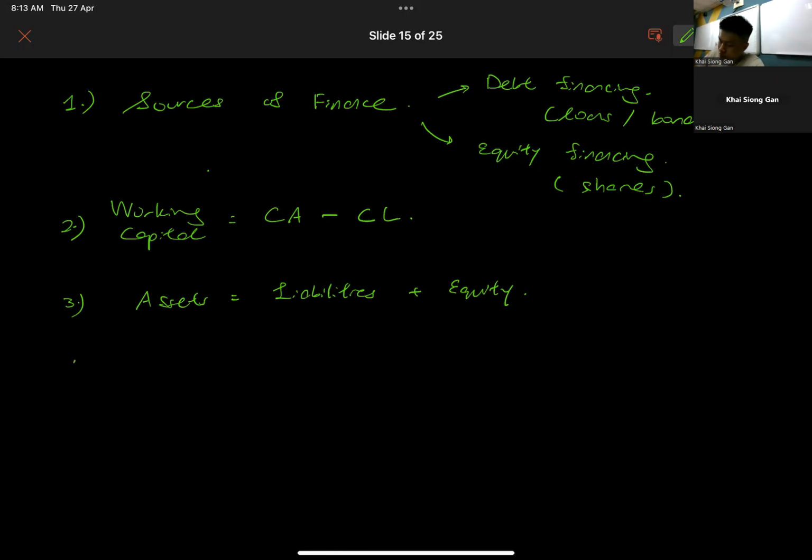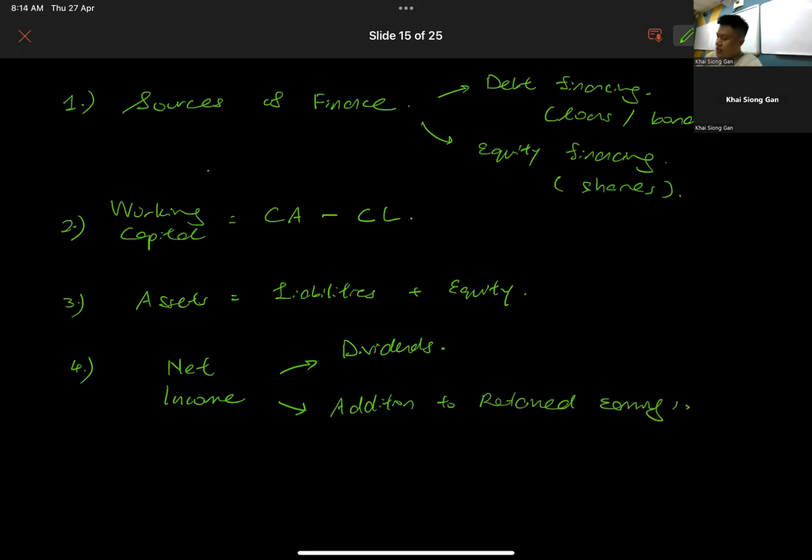The last one is from the income statement. Once net income is generated, there are two ways for it to be used. One is to pay dividends to the shareholders as a form of returns. The other is to pump it back into the business, as an addition to the retained earnings. So these are the four things I want to highlight before I look into today's contents. Later when you do your tutorial questions, you will see that these formulas will be very helpful for you.